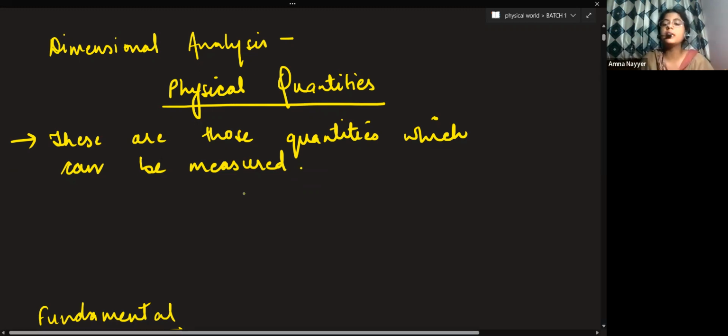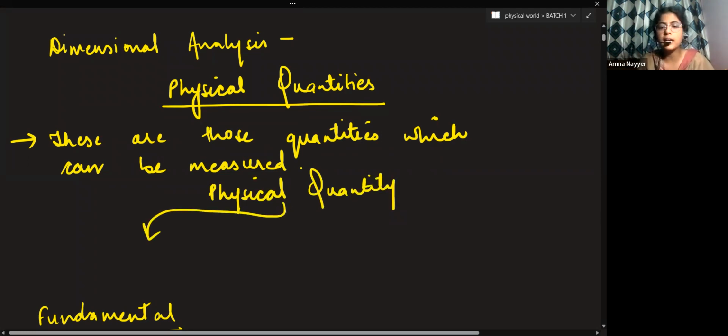Now, physical quantities are also not of one type. A physical quantity is classified into two major groups. The first group that you have is known as a fundamental quantity.